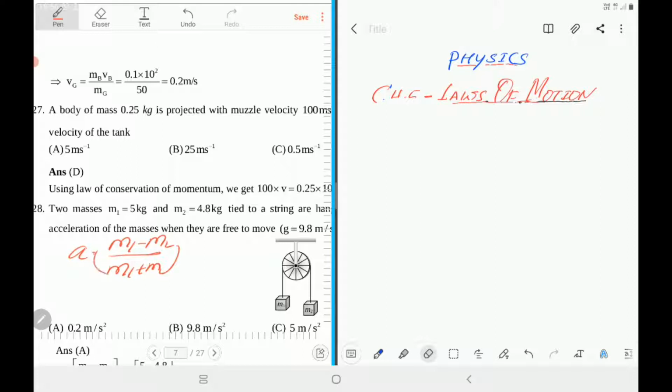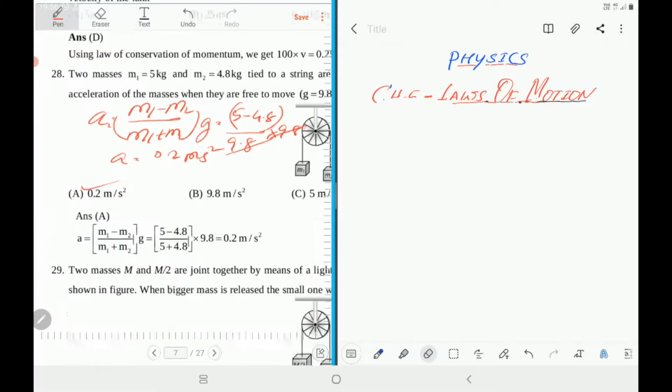While writing this, we assumed heavier minus lighter. So the value is (5 minus 4.8) divided by (5 plus 4.8), times g. What is g? Instead of 10, you use 9.8. You must be smart enough to cancel it out, right? So the value is a equals 0.2 meter per second square. The option is A. That's it.